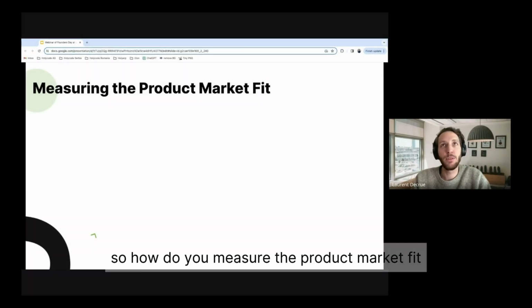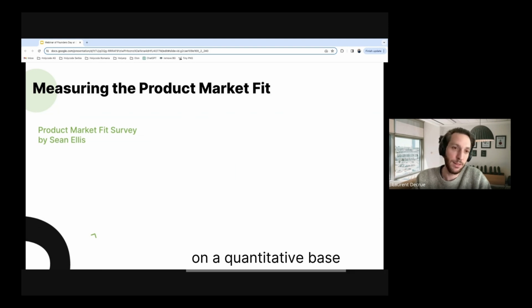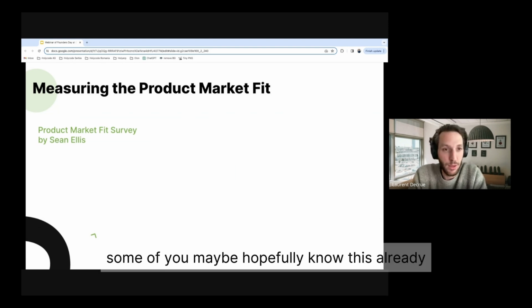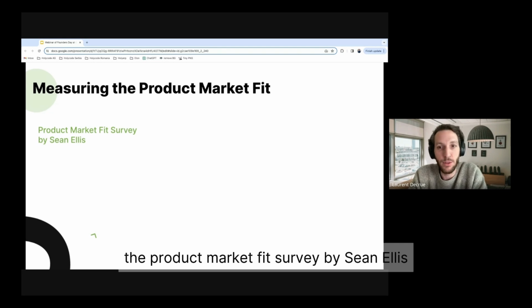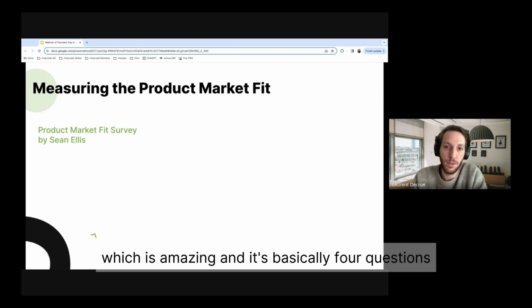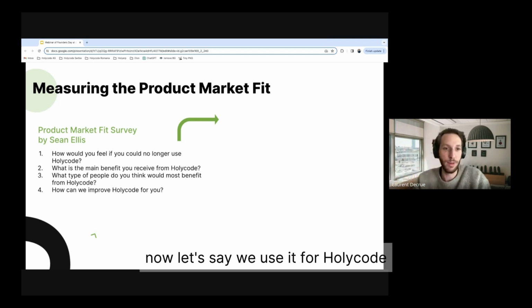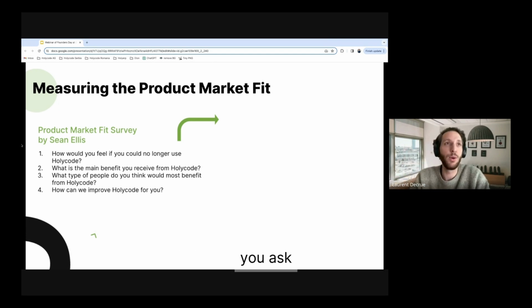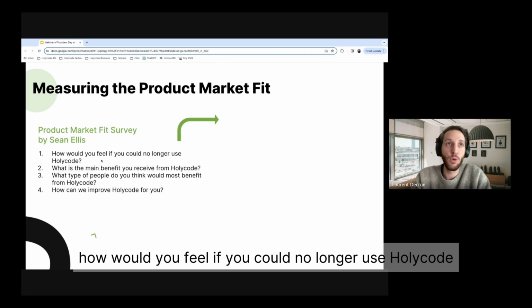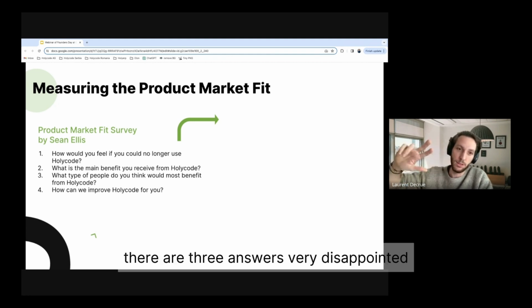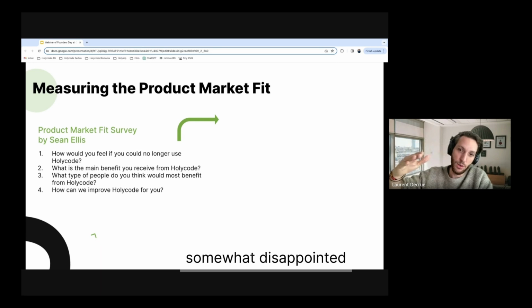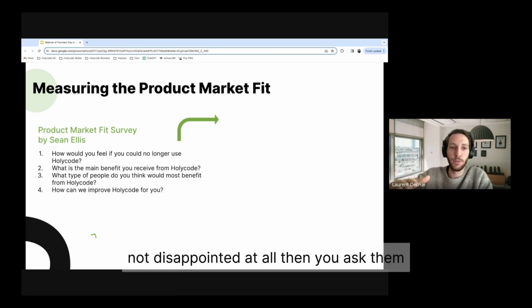So how do you measure product market fit on a quantitative basis? Some of you maybe hopefully know this already, but there's the product market fit survey by Sean Ellis, which is amazing. It's basically 4 questions. Now, let's say we use it for Holycode. You ask, how would you feel if you could no longer use Holycode? And there are 3 answers: very disappointed, somewhat disappointed, not disappointed at all.